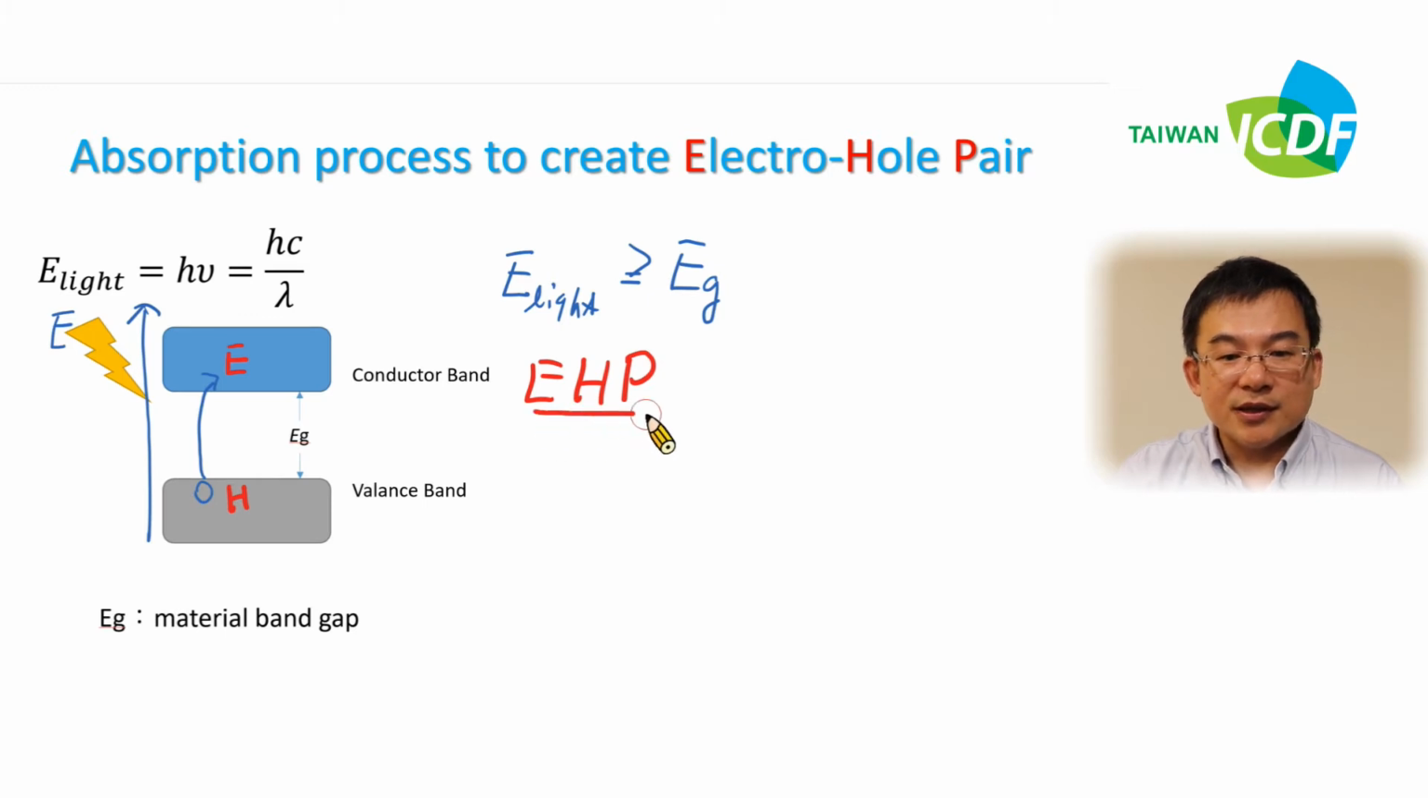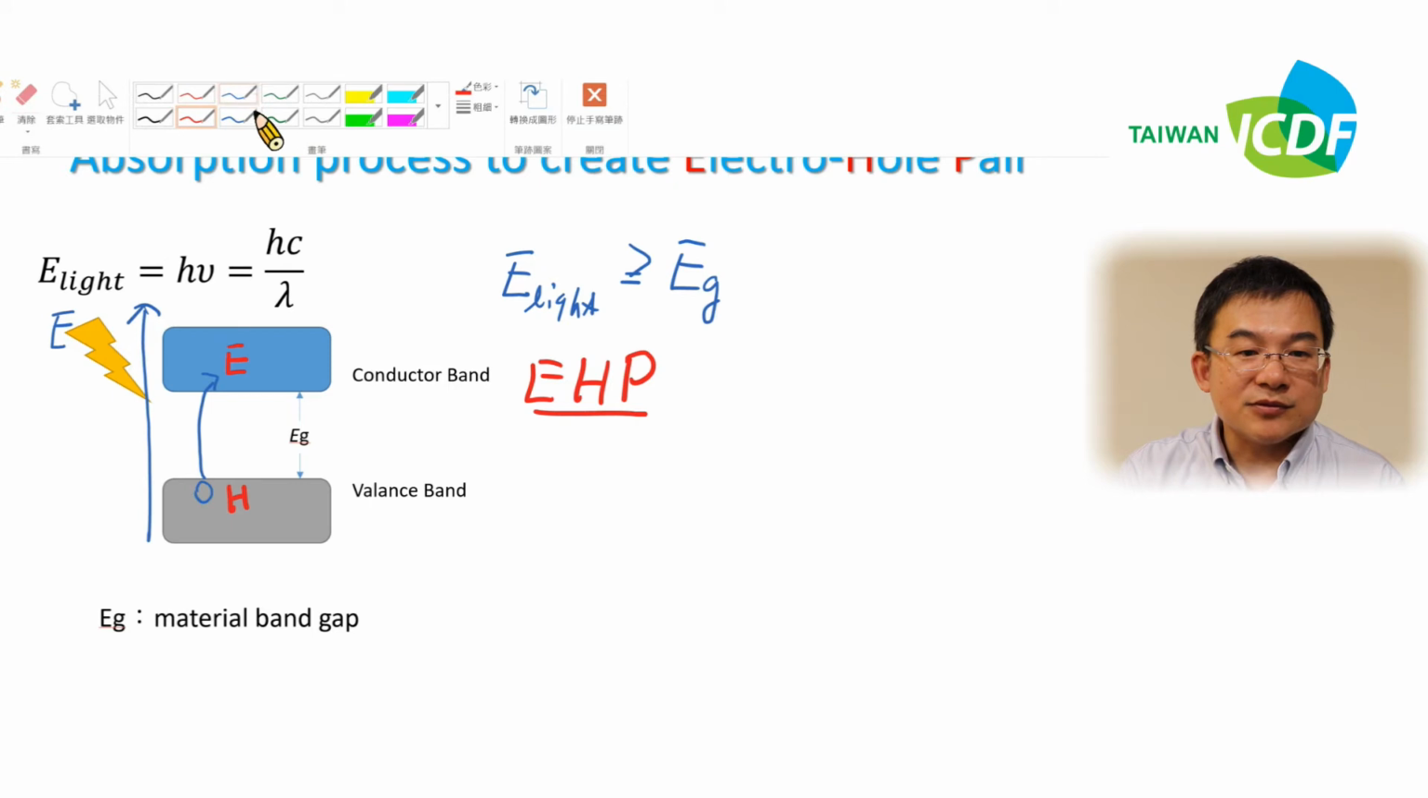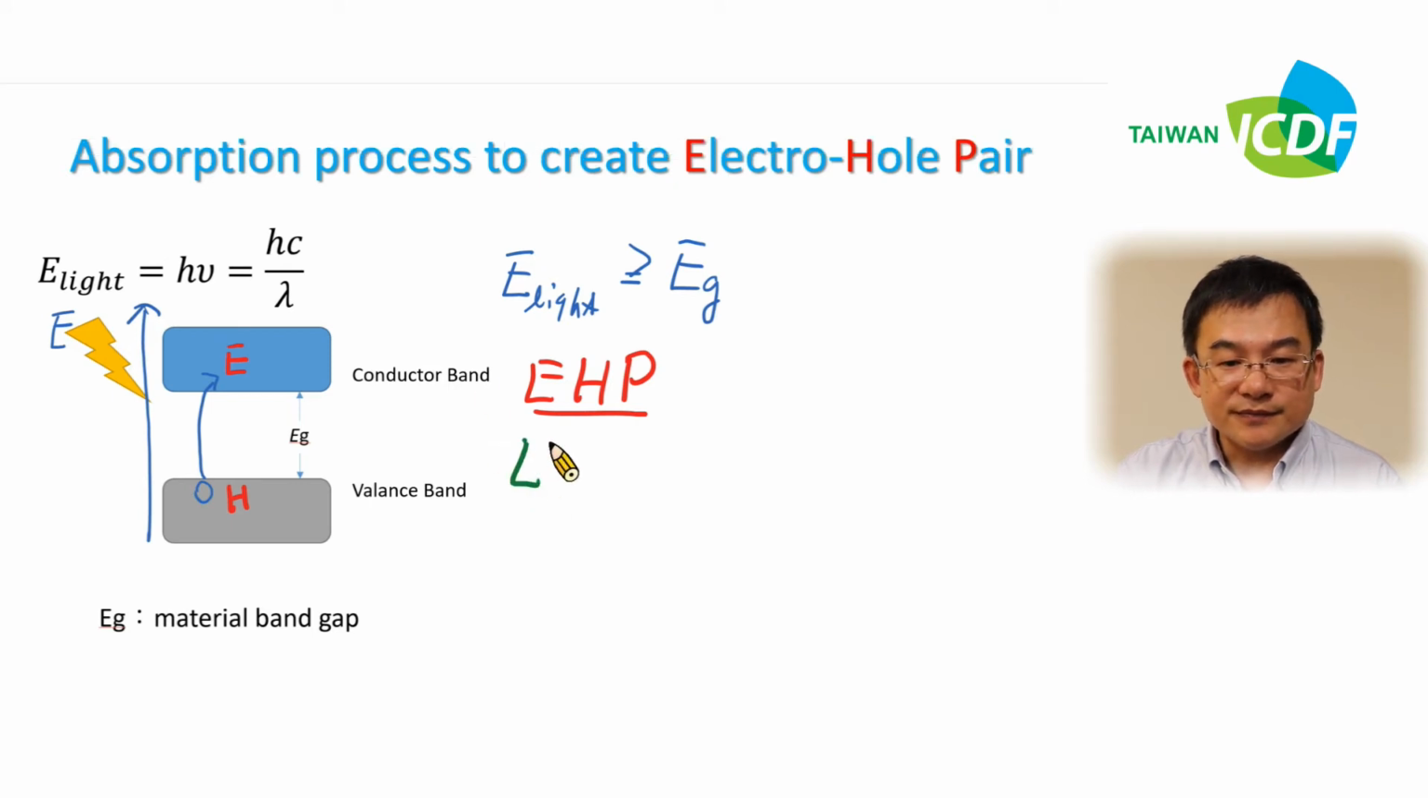We call the electron and hole together the electron hole pair. The energy of the electron hole pair depends on the light energy. If the light energy is lower than the band gap, like this one, lower than the band gap energy, the light will not be absorbed. It will transmit through the semiconductor.